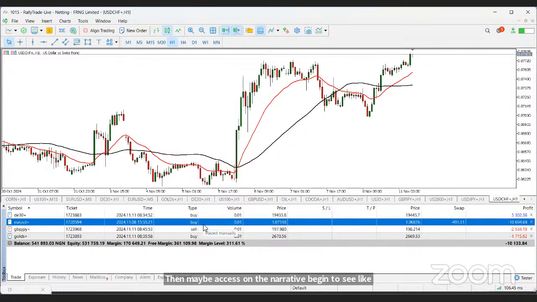Oh, okay. All right. Thank you very much. If you don't want to be charged swap, you close your trade before night, before 10 p.m. West African time. Today, you must close it before 9 p.m. or 9:30 p.m. Nigeria time. Then you won't be charged. Okay, sir. Thank you. It's clear now.